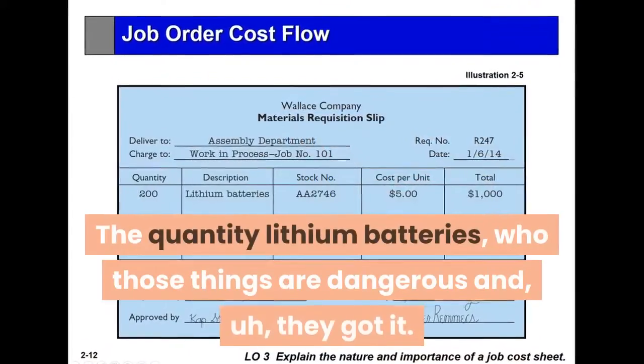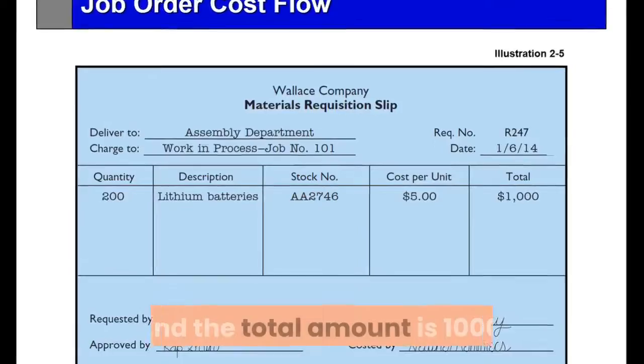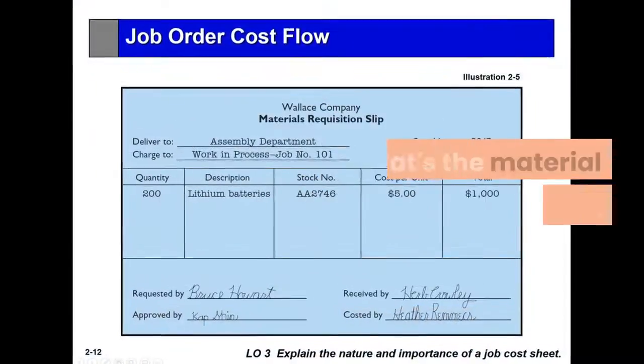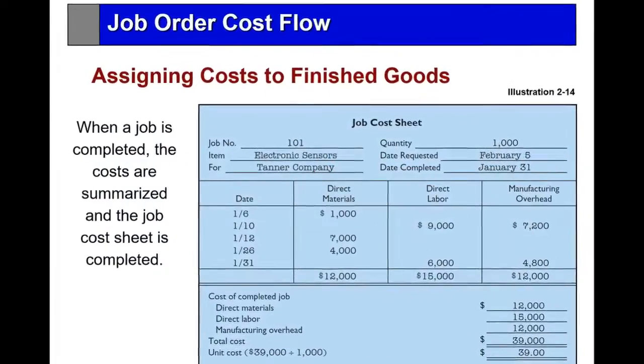The quantity, lithium batteries, those things are dangerous, and the total amount is 1,000. So that's the material requisition slip. Now he would record that on his job cost sheet.